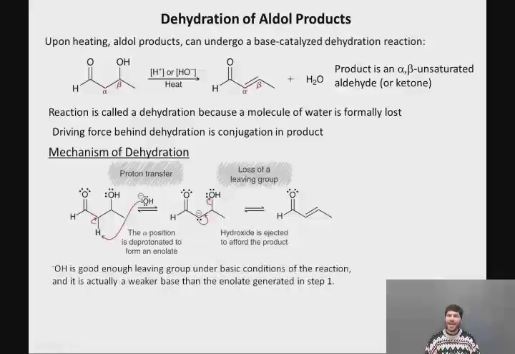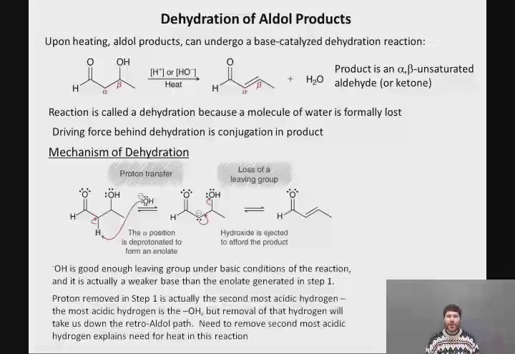So you may say, I don't like OH minus as a leaving group. Well, the reaction is taking place under basic conditions. And OH minus is a good enough leaving group under these basic conditions, and it's actually a weaker base than the enolate that we generate in step 1. So step 2 is fundamentally, I know it's loss of a leaving group, but if you think about this step in terms of pKa's, you are generating the weaker base.